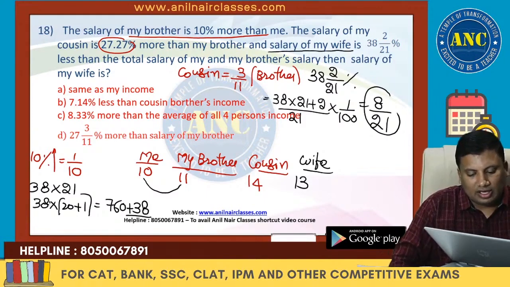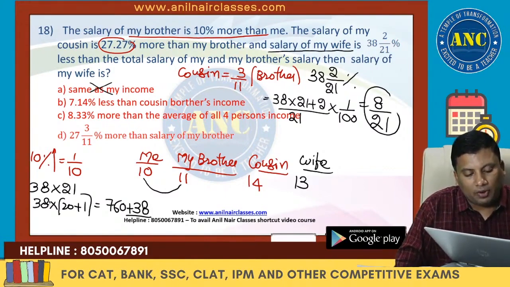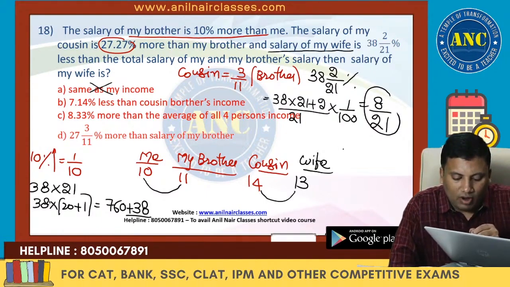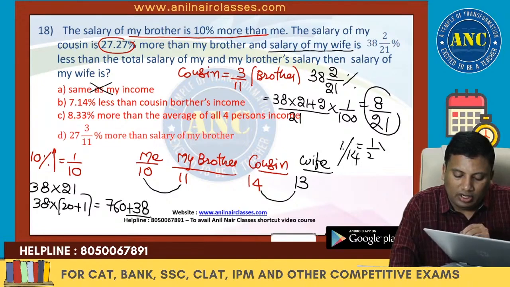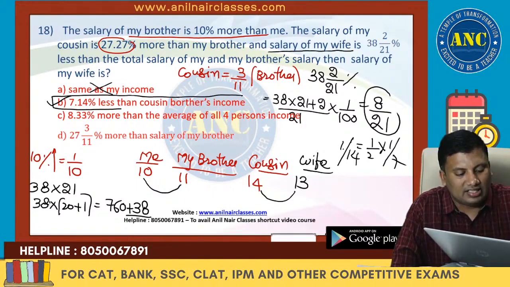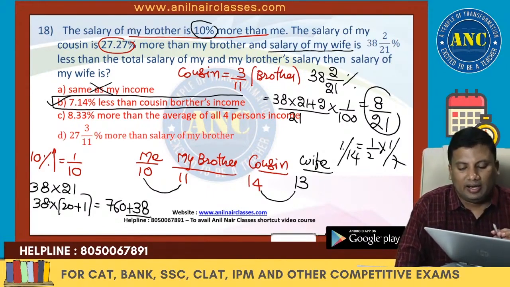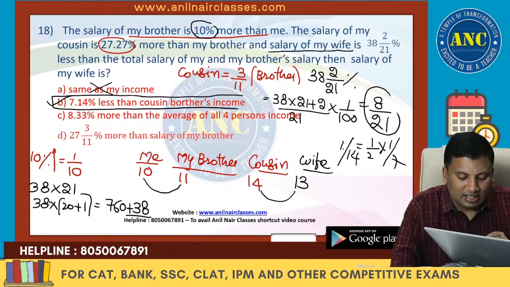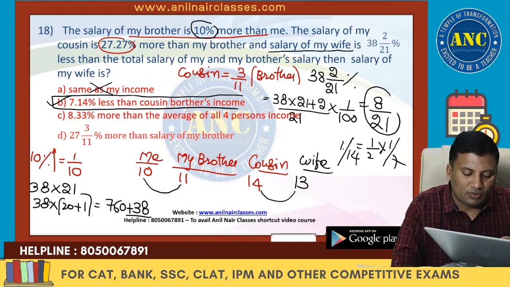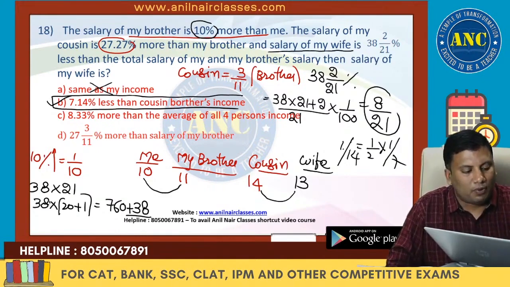Now, the salary of my wife is same as my income. This is wrong. 7.14% less than cousin brother's income. It is 1 less than 14. 1 less than 14 is 1 by 14, 1 by 2 into 1 by 7, 14.28 by 2. 7.14% less. Nothing is there in this question. Convert everything into fraction and write down a line. Wife is 13, cousin is 14. So wife is 1 less than 14 compared to cousin's salary. 1 by 14, which is 7.14.